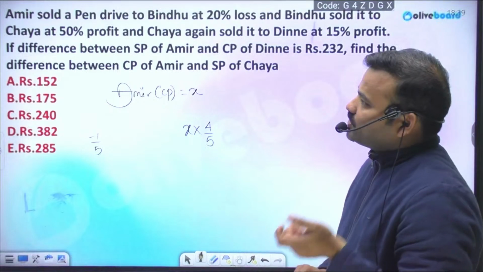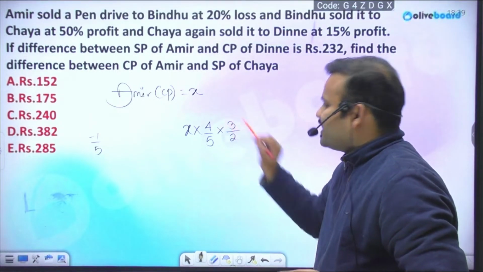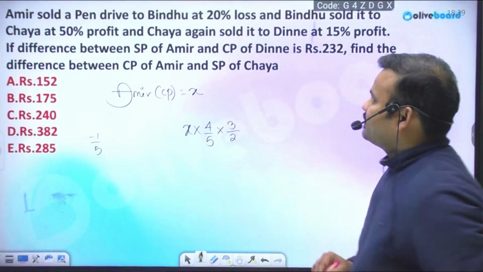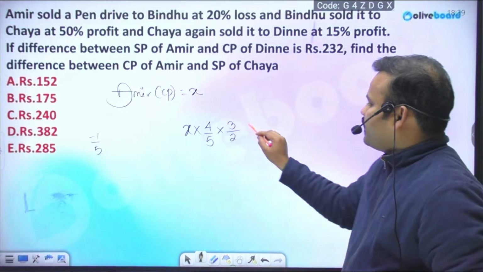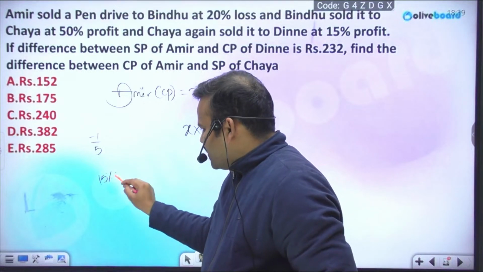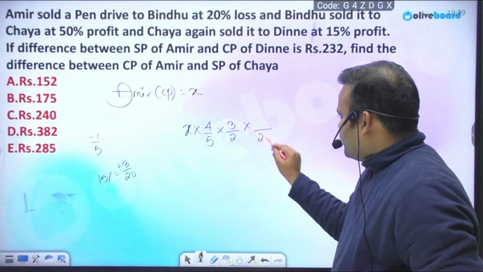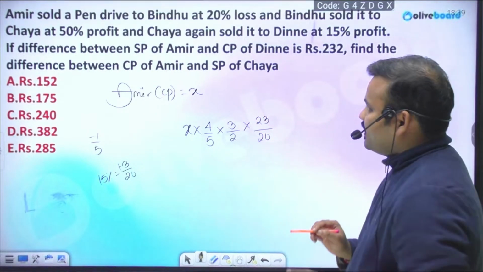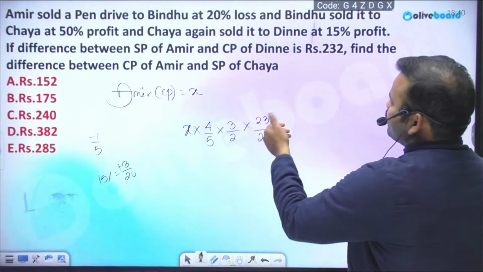Bindu is selling it to Chaya at 50% profit. 50% is 1 by 2, that means an article of 2 being sold at 3. This is the selling price for Bindu and cost price for Chaya. Chaya again sold it to Dini at 15% profit. 15% is nothing but 3 by 20. That means an article of 20 being sold at 23. So this is the selling price of Chaya and the cost price of Dini.